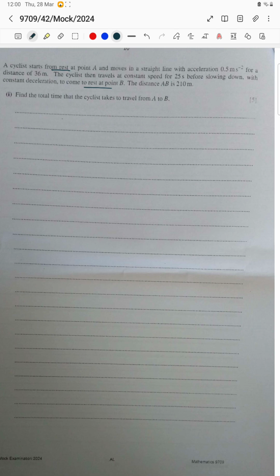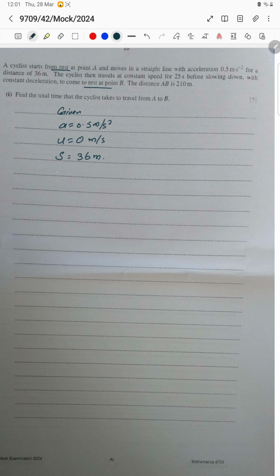You are first to write what is given. Here a is 0.5 meter per second square. u was initially at rest, 0 meter per second, and distance was 36 meter. And we have to find the total time that the cyclist takes to travel from A to B. So first of all, we can draw the VT graph.